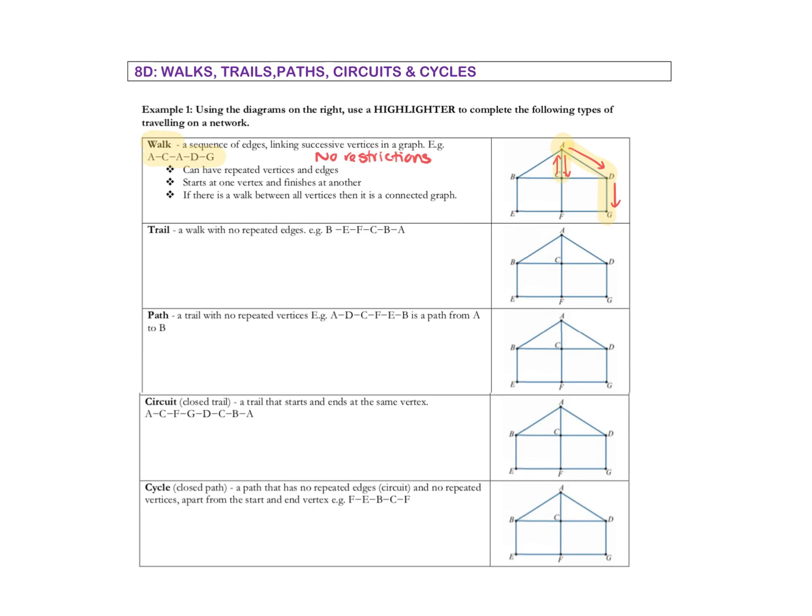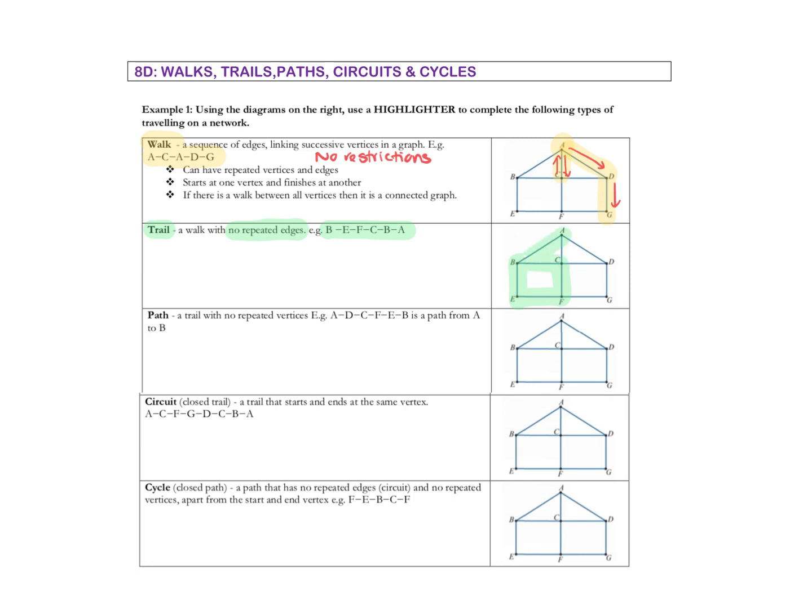The next one we're going to look at is a trail. A trail is a walk, as nearly everything is, but a trail has no repeated edges. I'm never going to walk over one of those edges twice. In our example, we went from B to E to F, up to C, back to B, and then A.